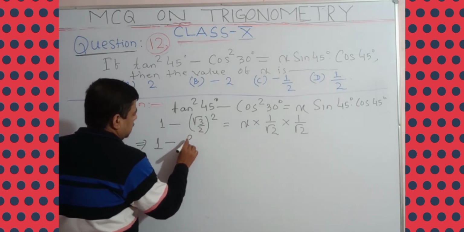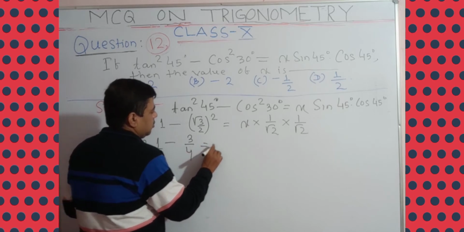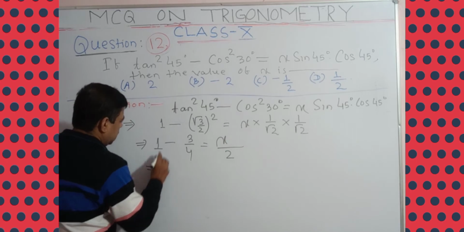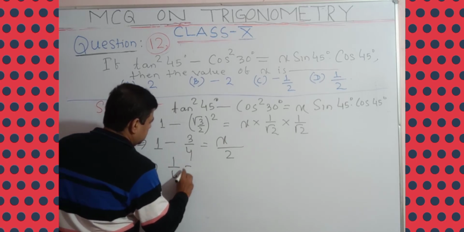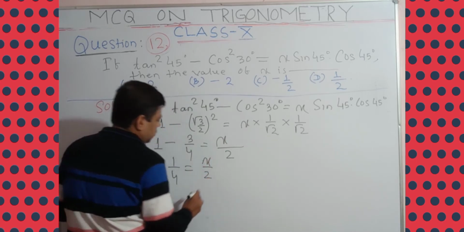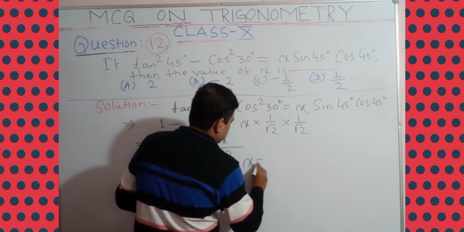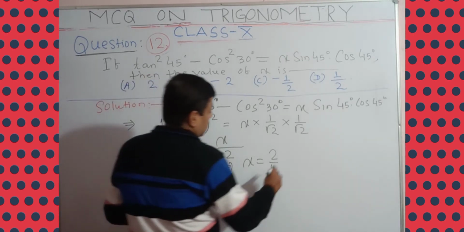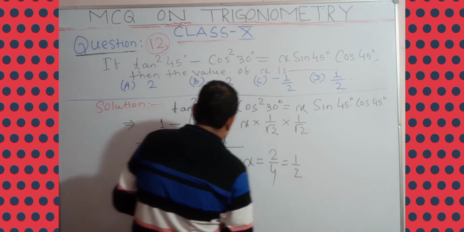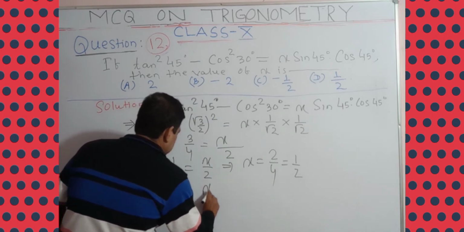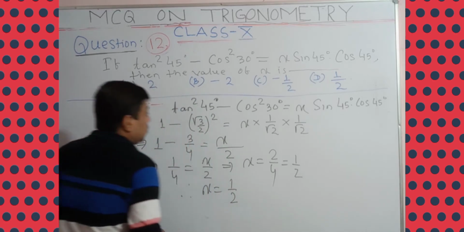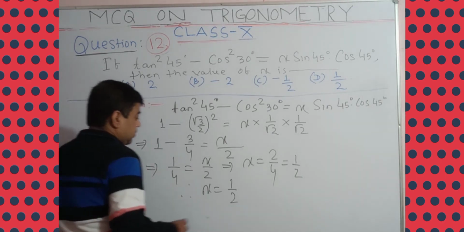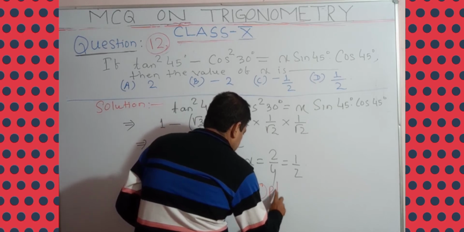Root 3 square is 3, so 3 upon 4 is equal to x divided by root 2 times root 2, which is 2. So here you are getting 1 minus 3 upon 4, which is 1 upon 4, equal to x upon 2. So that implies x is equal to 2 upon 4. Yes. And it is equal to 1 upon 2 after cancellation. Hence we got x is equal to 1 upon 2. So which is the correct option here? Option D.